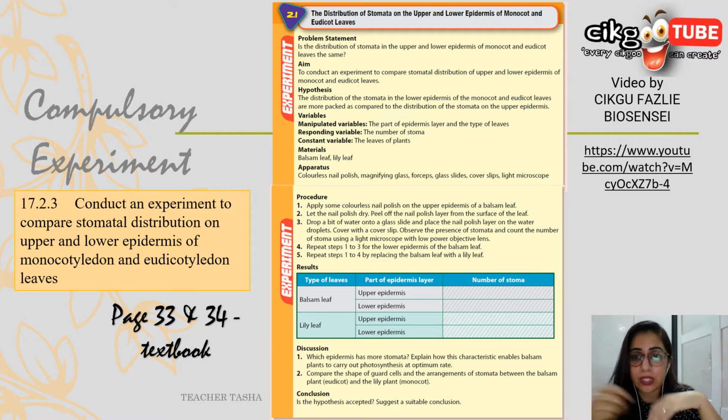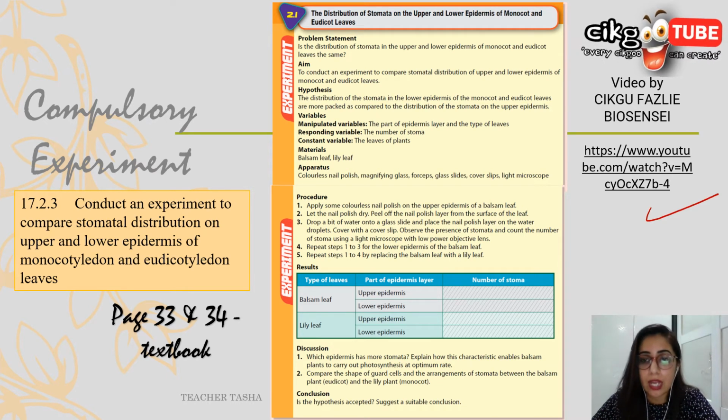Okay, so there's a video here by Cikgu Fazli. I will put this in the description box below, so you can go and have a look at this video, and he will show you how to conduct this experiment.